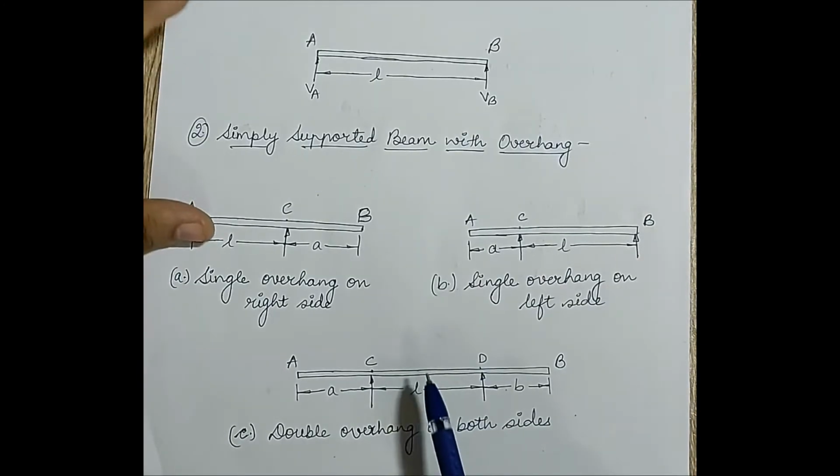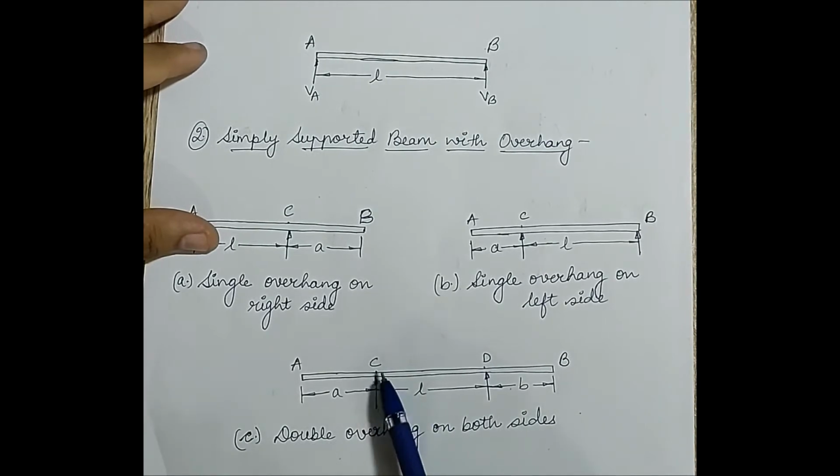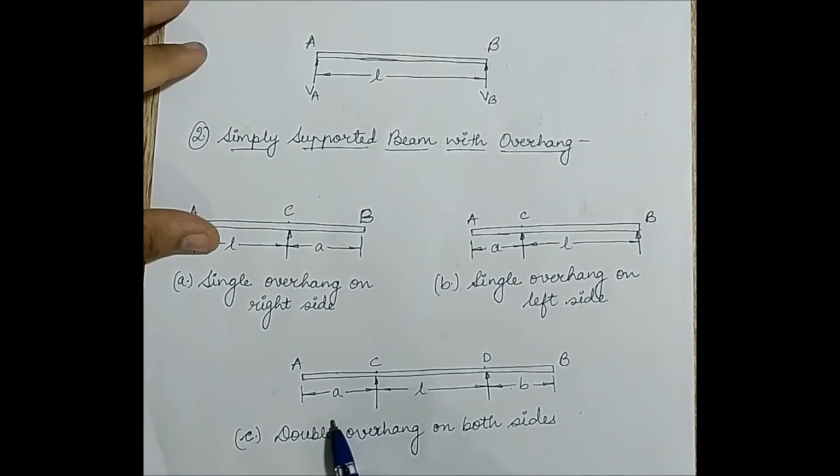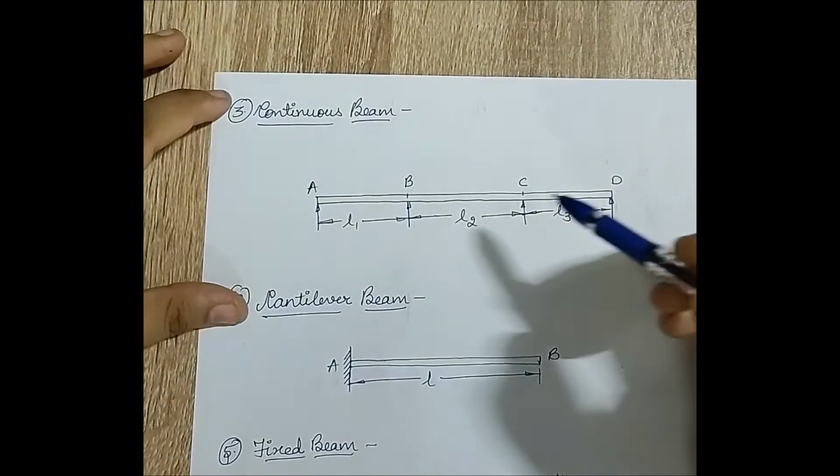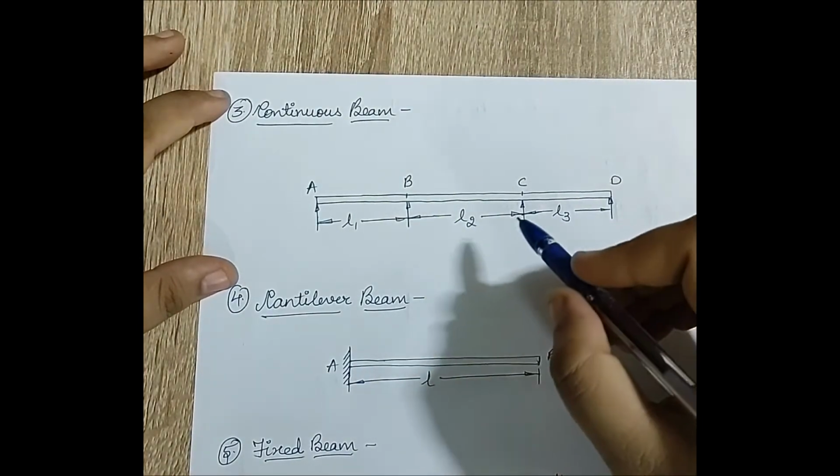In the third figure, here you can see CD is the beam, A is the overhang portion and B is also the overhang portion. There is one overhang to the left and one overhang to the right, hence the name double overhang on both sides. The third type of beam is called as continuous beam.